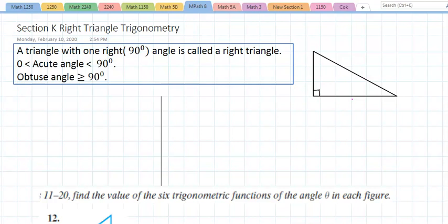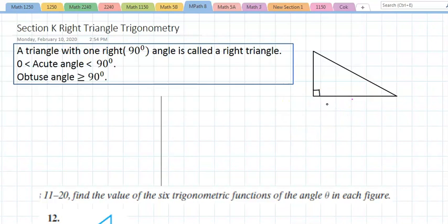So section K talks about right triangle trigonometry. This is from a geometric point of view. From geometry, we know that a triangle with one right, meaning 90-degree angle, is called a right triangle, and a right angle is denoted by the following. So if you don't see that symbol, you can't assume it's a 90-degree angle.